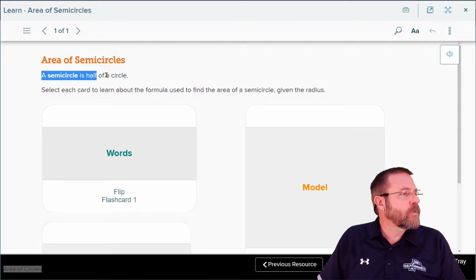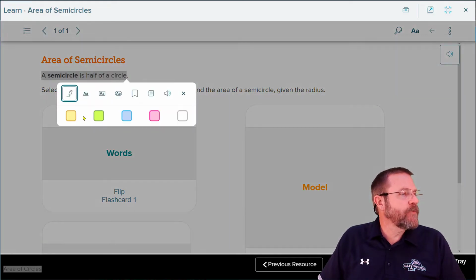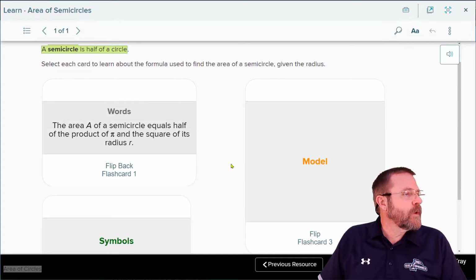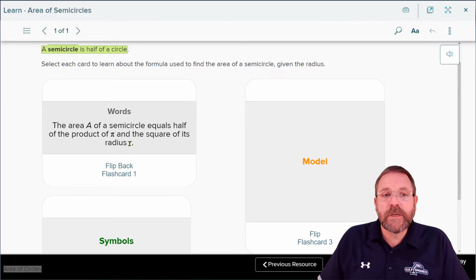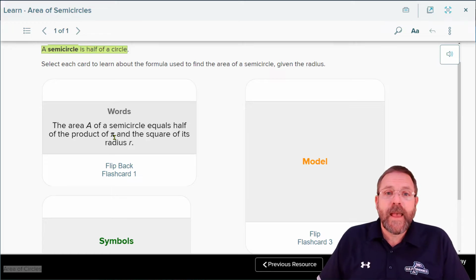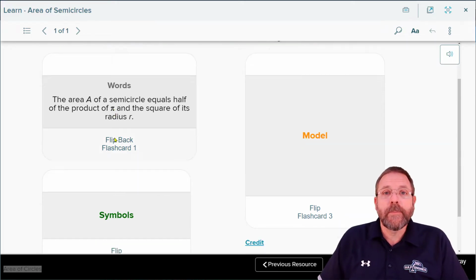First, a semicircle is defined as half of a circle, so we're going to highlight that. And in words, we would say that the area of a semicircle equals half the product of pi times the square of its radius r. Makes sense because pi times the square of the radius r is the area of a circle. If we're dealing with half the circle, then half of that formula should get us where we need to be.